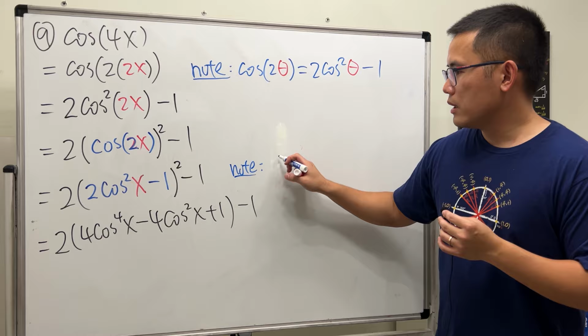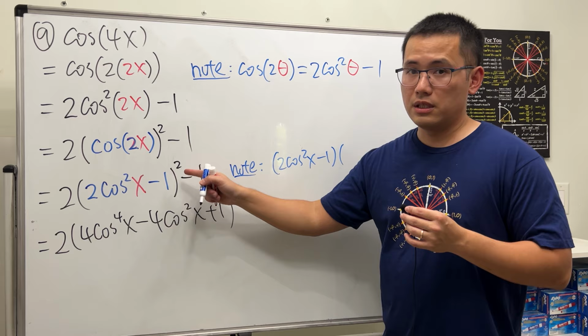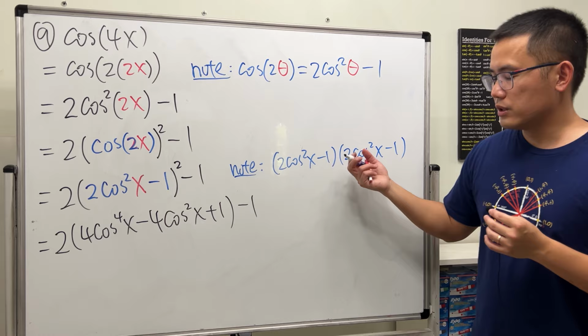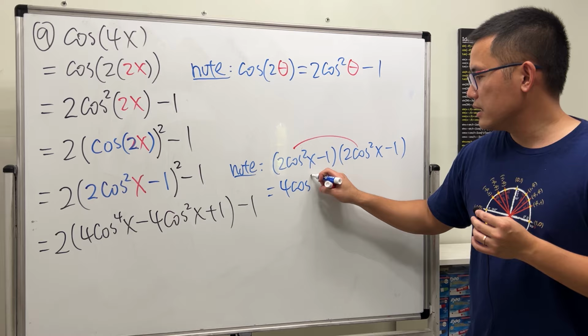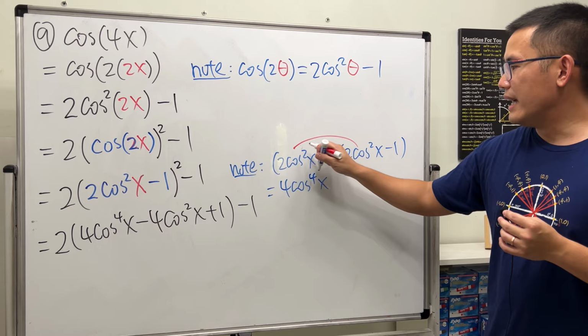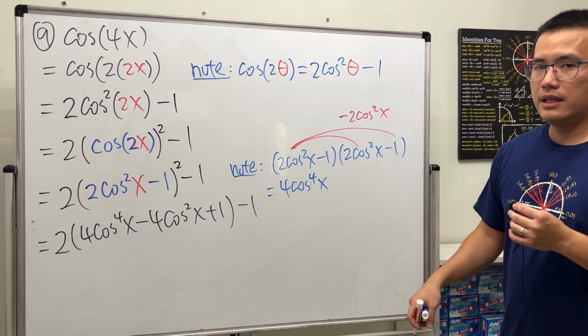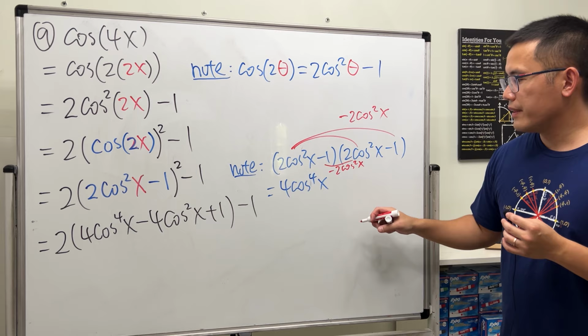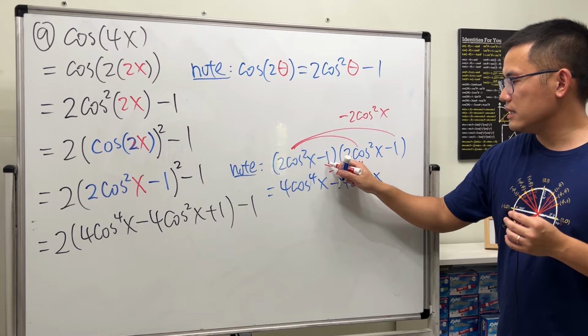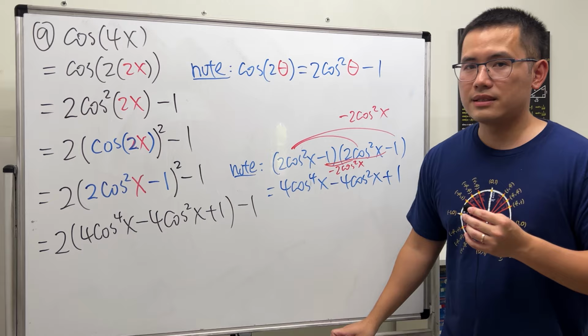2 cosine squared x minus 1, and then just write it down twice because we have the square. So 2 cosine squared x minus 1, and then just multiply it out, and you will see this times this is 4 cosine squared x, sorry, 4th power, right? 4th power. Then this times this is minus 2 cosine squared x, and from here to here we have another minus 2 cosine squared x. Therefore, in the middle, it's minus 4 cosine squared x. Lastly, this times that is plus 1. And that is what I have inside here for you guys.